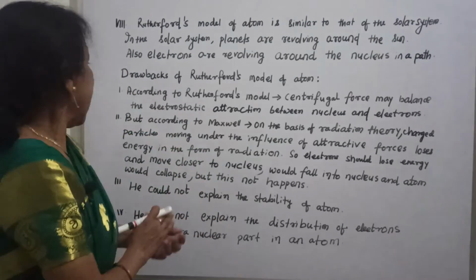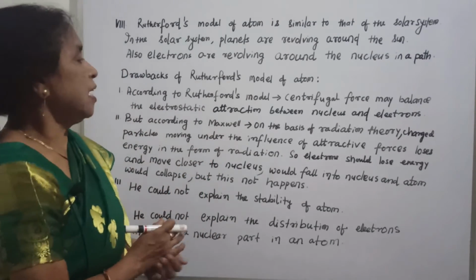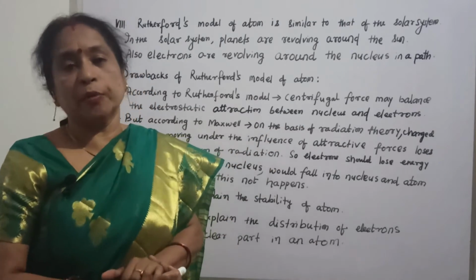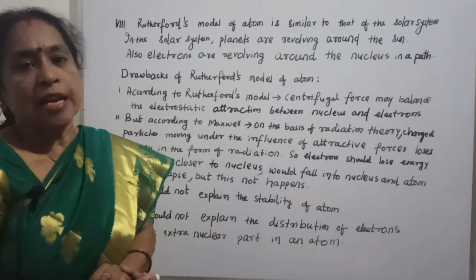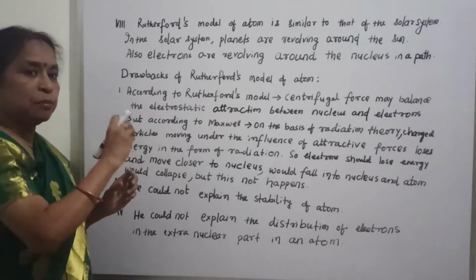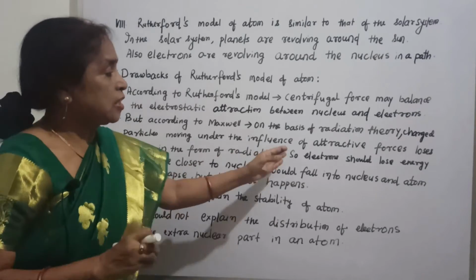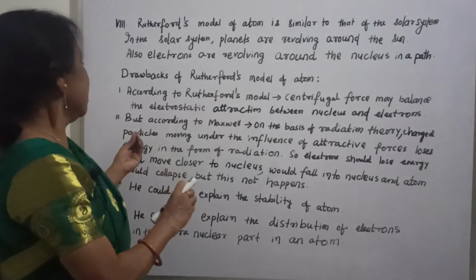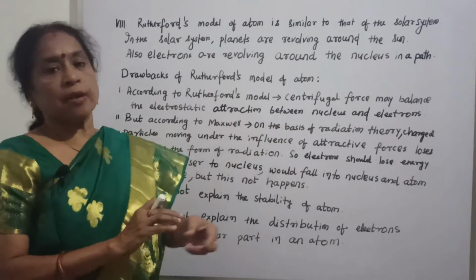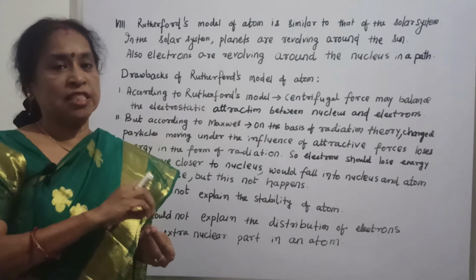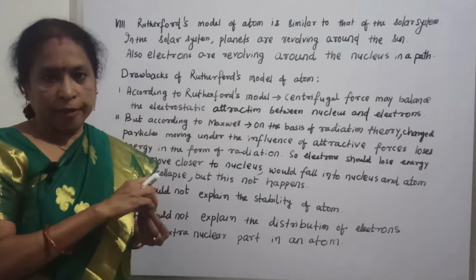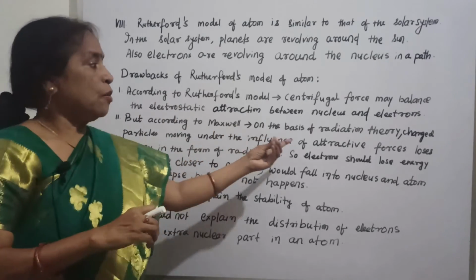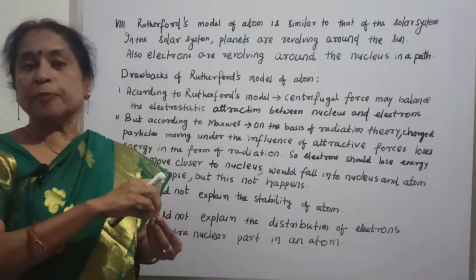But at the same time, the physics scientist Maxwell came. He produced one theory that is called the radiation theory. According to that theory, if any charged particle moves under the influence of an attractive force, now you can say in Rutherford's model, the electrons are moving under the influence of the positive charge present in the nucleus.